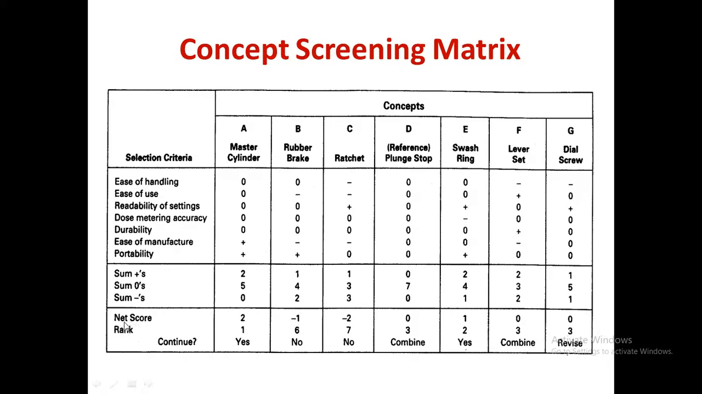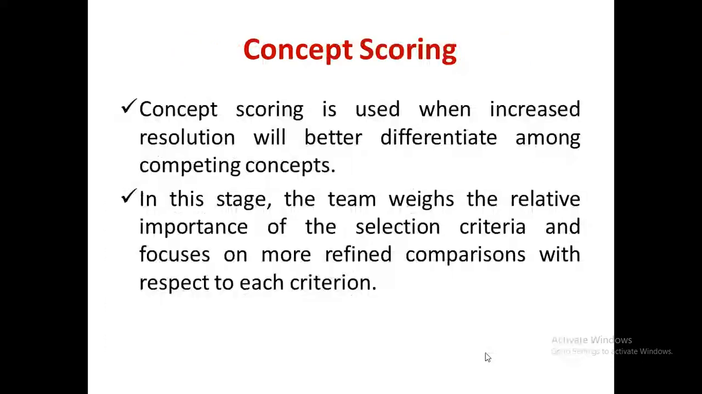Here we have a net score of 2, that is 2 positives, and here a minus 1, and here minus 2, 0, 1, 0, 0. Here we are getting the maximum, that is 2, which we can take further, that is we continue the process. The one with 1 we can also continue, and the remaining 0s we can combine and analyze. If you are getting minus values, that is rejected, that is we mention no to continue the process.